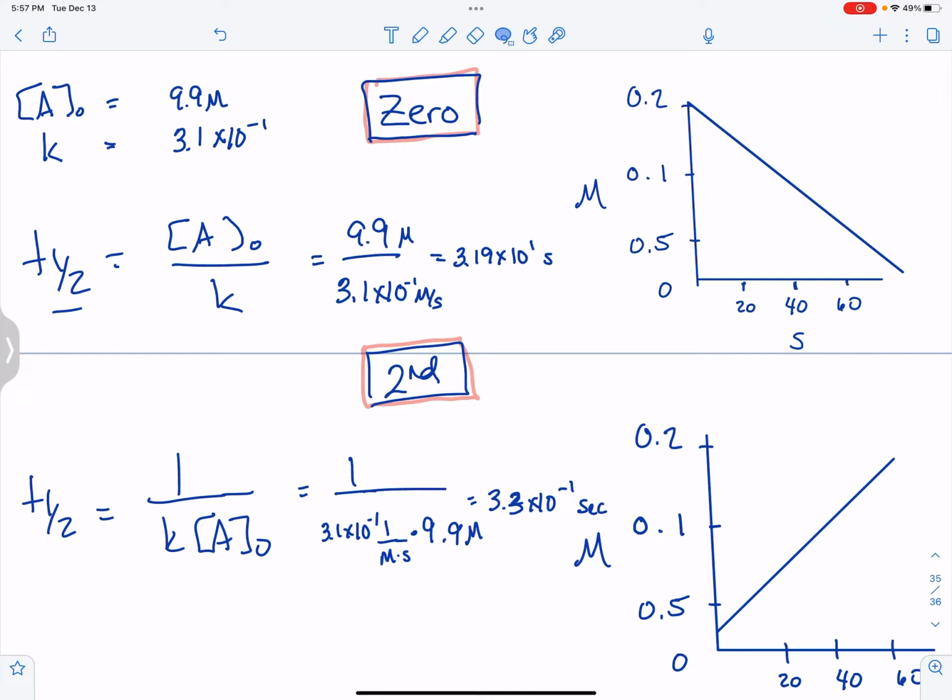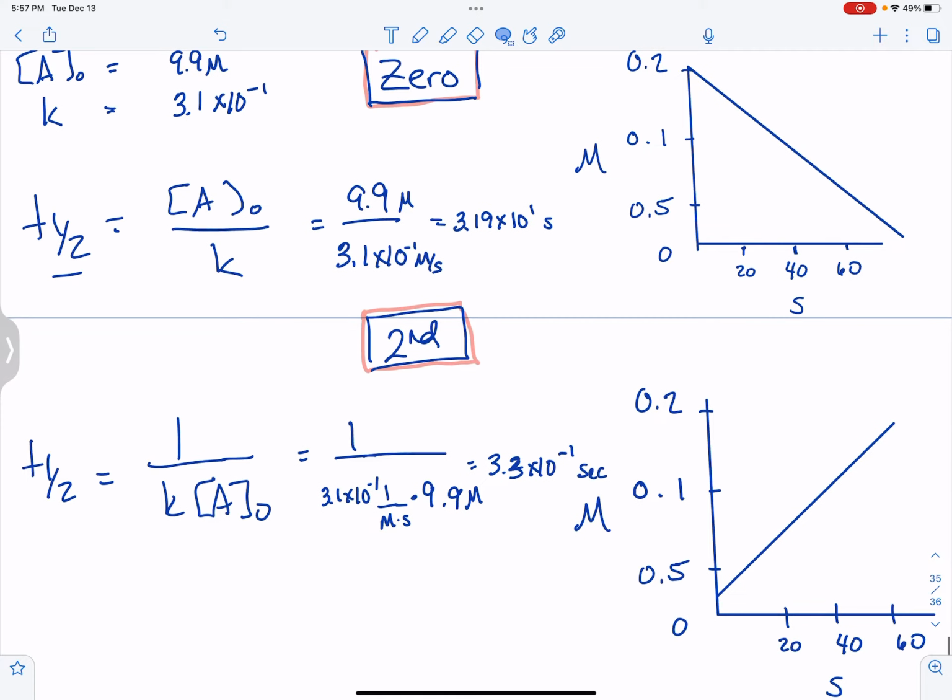And the same kind of weirdness happens with the second order also. So right here's our K value, and I've had to put in the units. These are the units for a second order K value. But we're still starting with that same initial concentration. And you get that kind of a number with the seconds again. Now, this isn't plotting that same data point, but this is showing you where the problem comes in with this one.